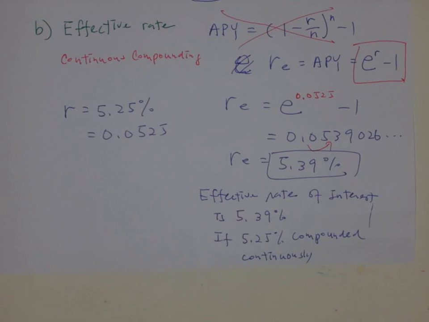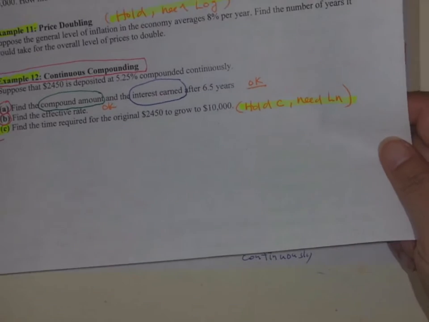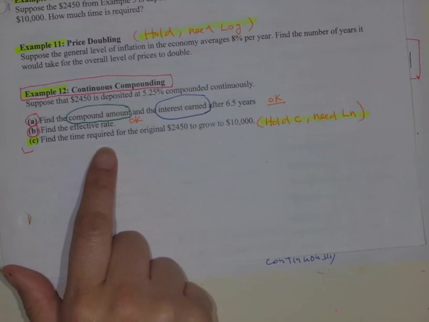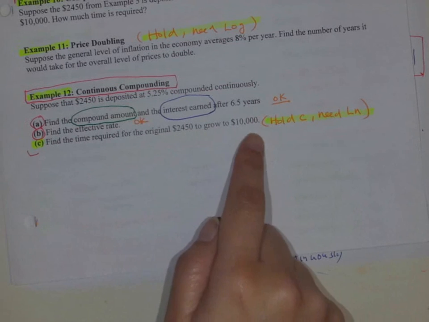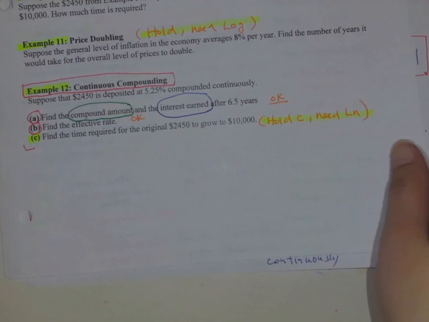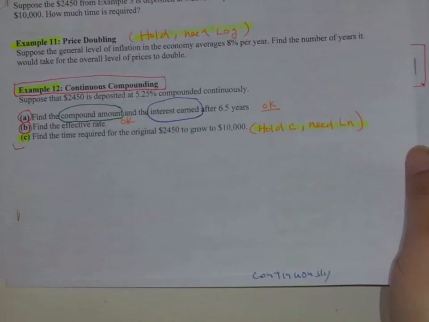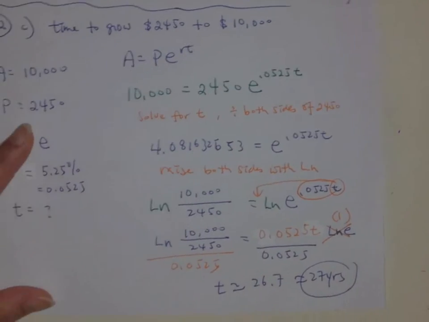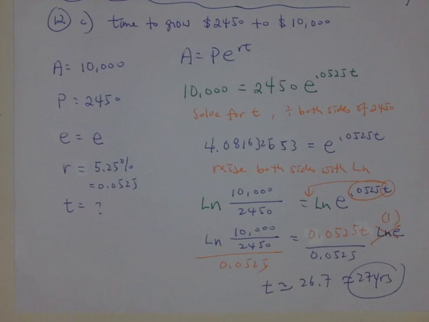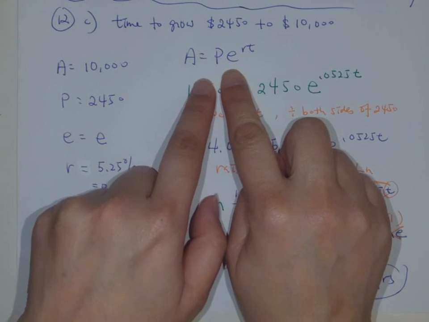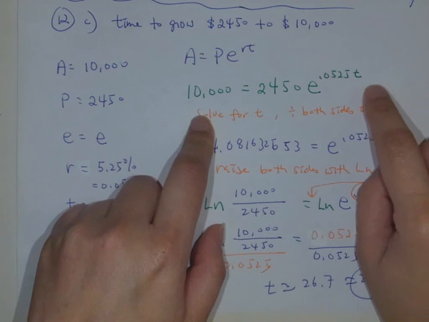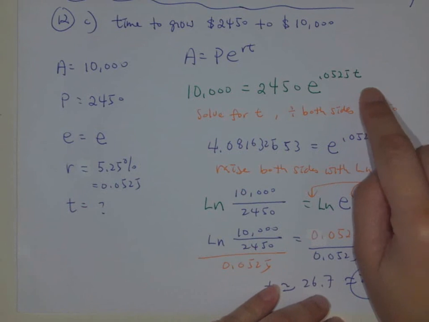And then for 12C, so pause it if you need to write down. For 12C, find the time required for the original 2,450 to grow to 10,000. So again, this one we need to hold on to it because we need to use ln. I can show you real quick. So we use the continuous compounding interest formula, and then we plug in what we know, and we are solving for t, which is in the exponent.